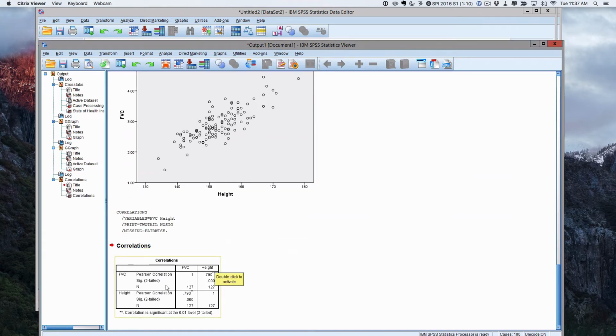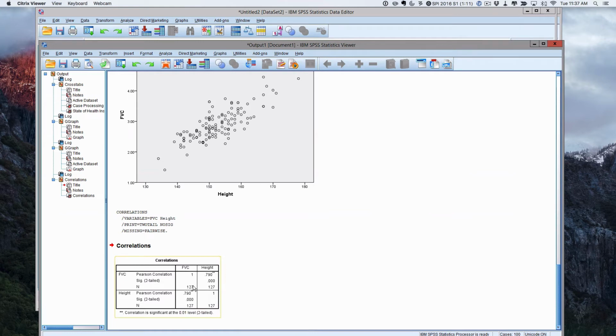So the numbers we're interested in in this case are the Pearson correlation. First of all, this one's really a bit of nonsense. It's just saying that if you correlate FVC with itself, you get a perfect relationship, which makes sense. This is what we're interested in. This is the Pearson's correlation between FVC and height, which is 0.790, which confirms our strong positive linear relationship. It's also repeated here. This is height with FVC, this is FVC with height, but the same thing. Also, this number is how many were used in the calculation, 127, which we knew.